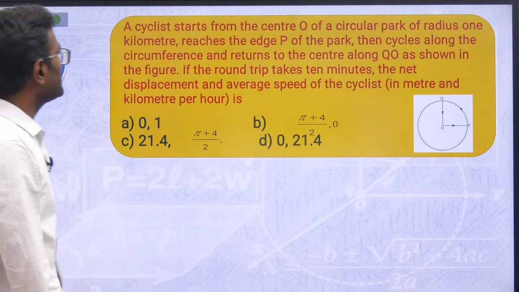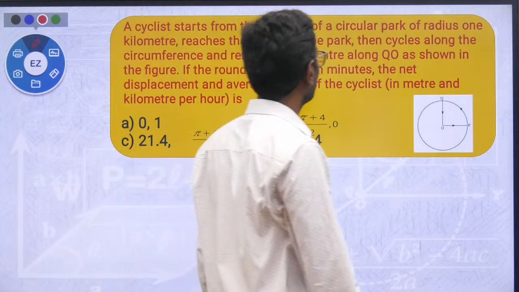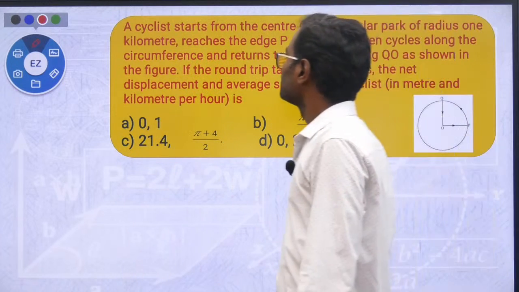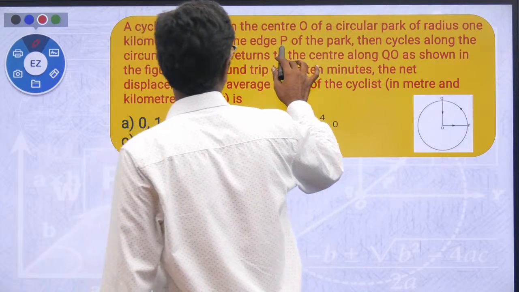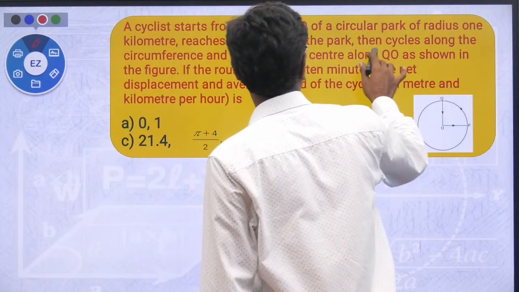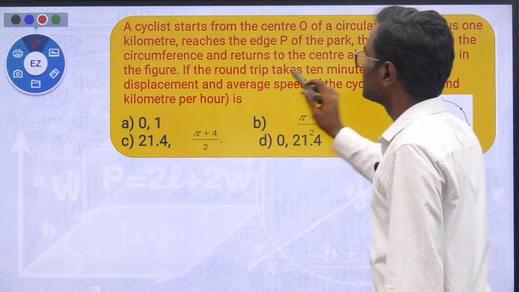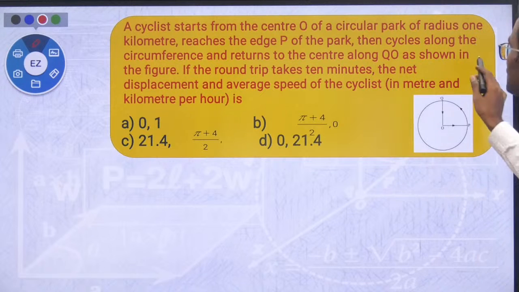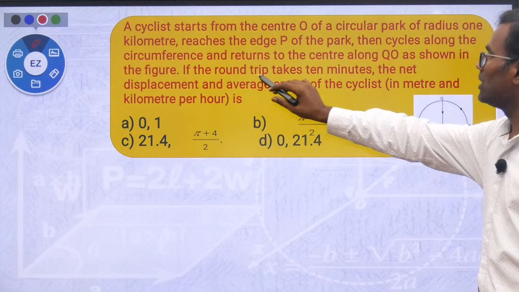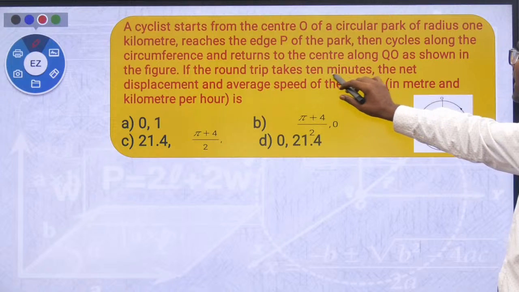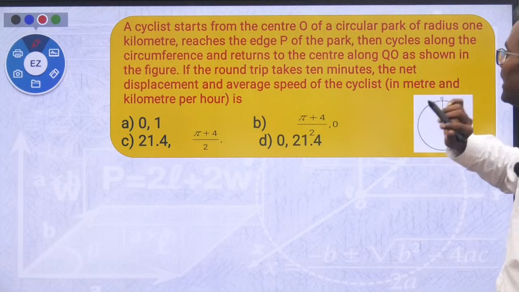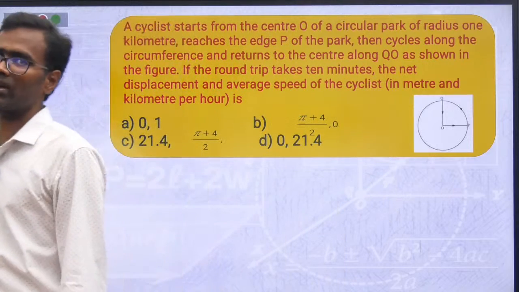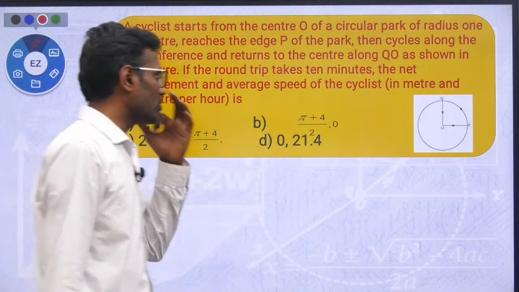Now, a cyclist starts from the center of a circular park of radius 1 kilometer, reaches the edge P of the park, then cycles along the circumference and returns to the center along QO as shown in the figure. If the round trip takes 10 minutes, then find the net displacement and average speed of the cyclist in meters and kilometer per hour.